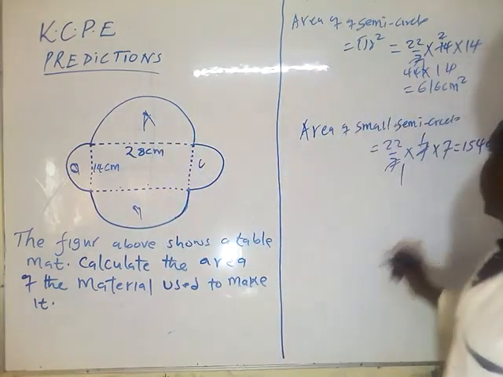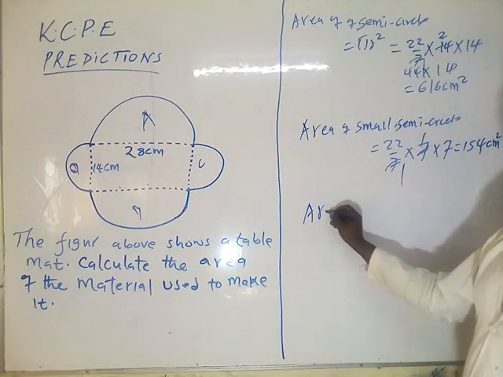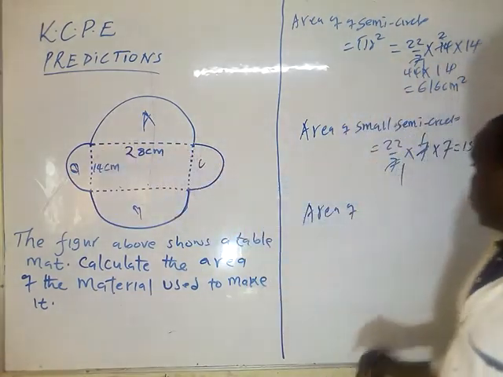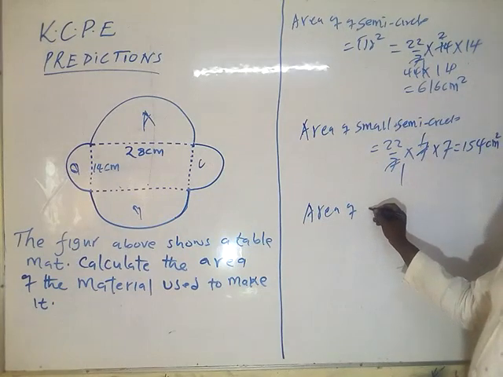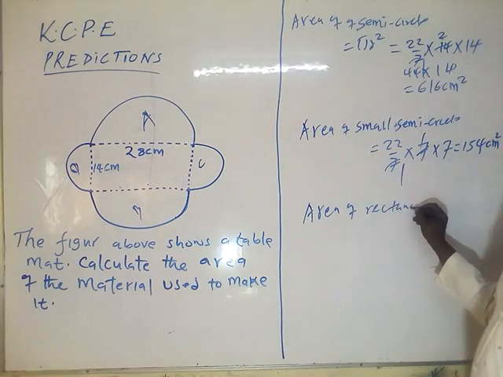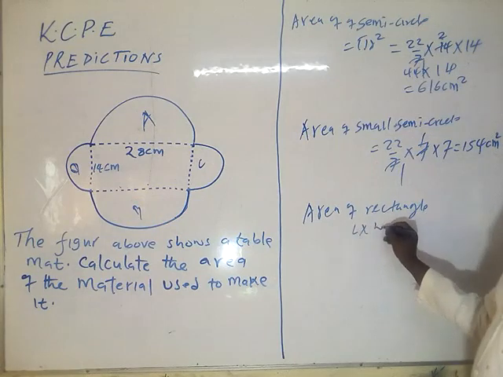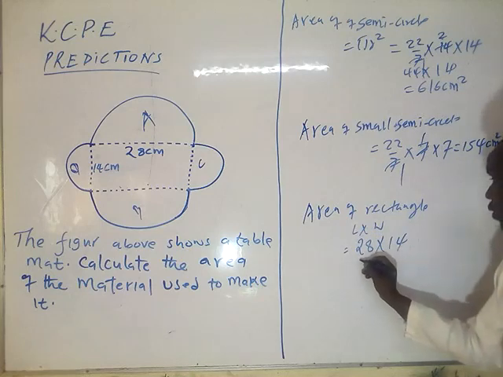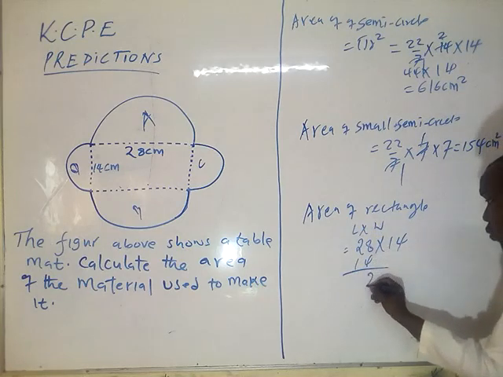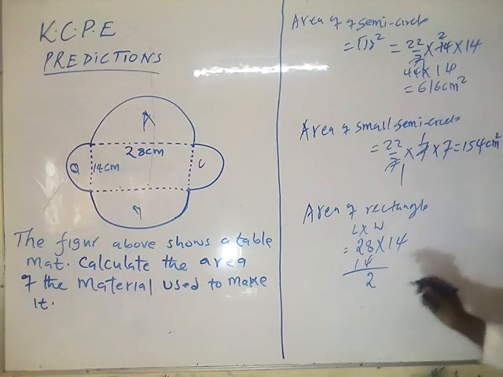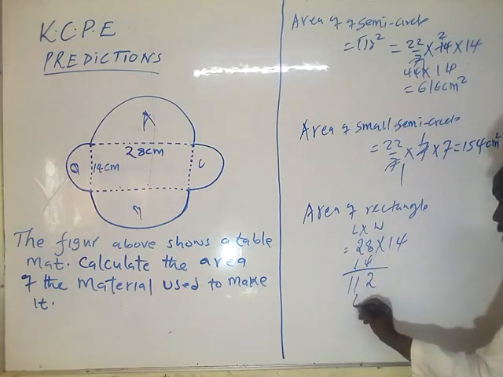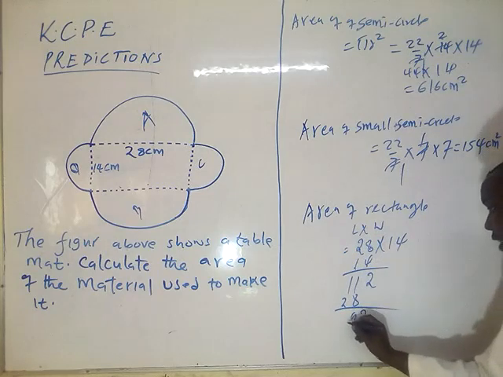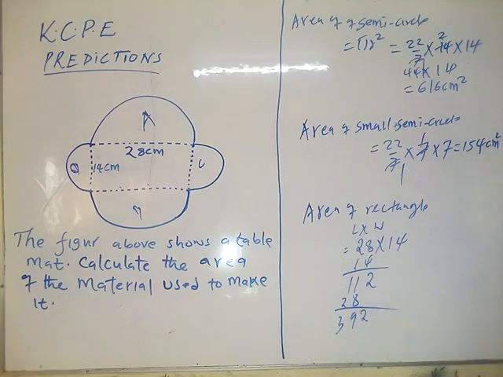So the remaining one now is the area of the table itself, the material that is covering the table, which is a rectangle. Area of a rectangle is length times width, which is equal to 28 times 14. So 14 times 8 is 112, then 28 times 1 is 28. This one is 8, this one is 2, 2, 9, 392.